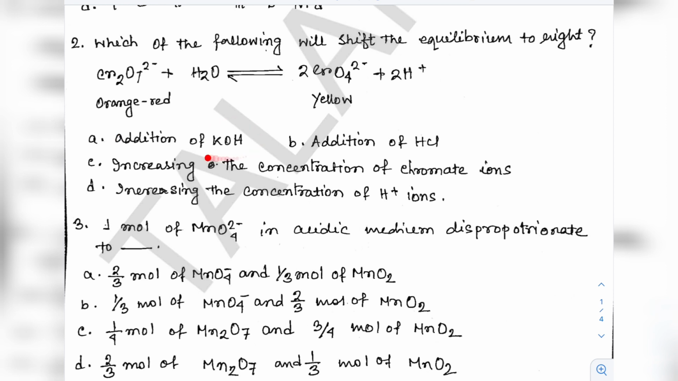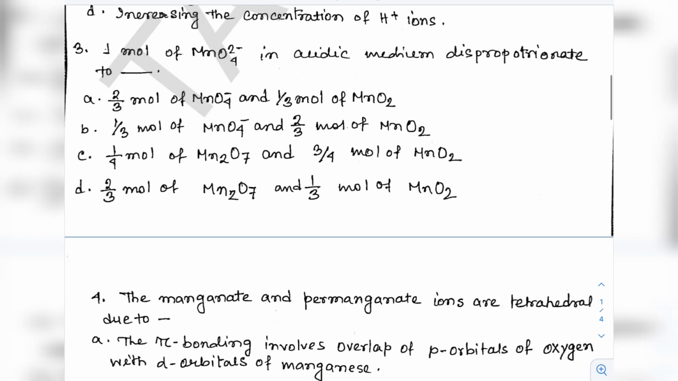First option is addition of KOH. Well, when we add KOH into the solution, the OH minus from KOH will abstract the H plus present on the right hand side of the equation. As H plus is consumed by OH minus, the amount of H plus on the right hand side will reduce. According to Le Chatelier's principle, the system will have an inherent tendency to increase the concentration of H plus. So the reaction will move in the forward direction. So option A is the correct answer.